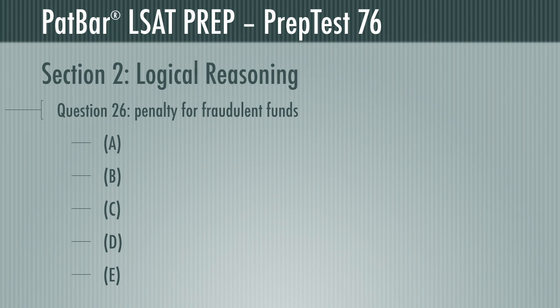Question 26 argues that if a corporation gets funds by fraudulent means, the penalty levied should reflect any profits made by the corporation in using those funds. You are tasked with finding the closest match to the principle given in the presentation. The closest match will also deal with offsetting any profits, so only one answer is possible.